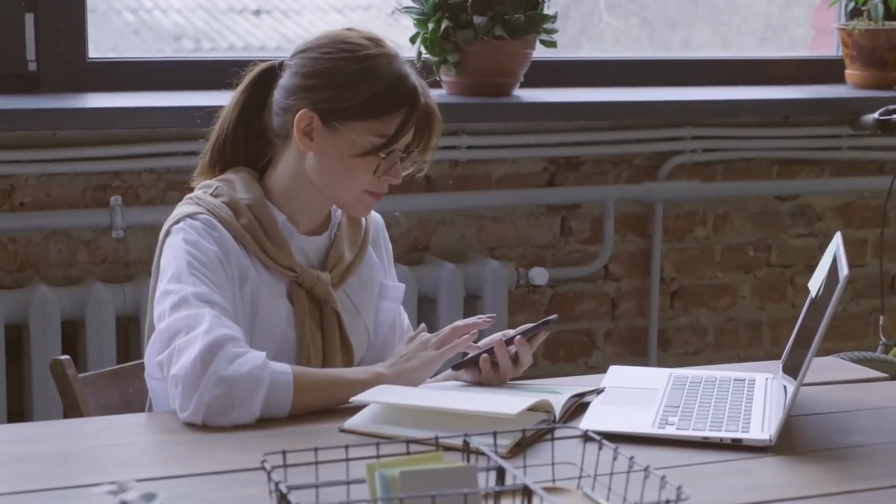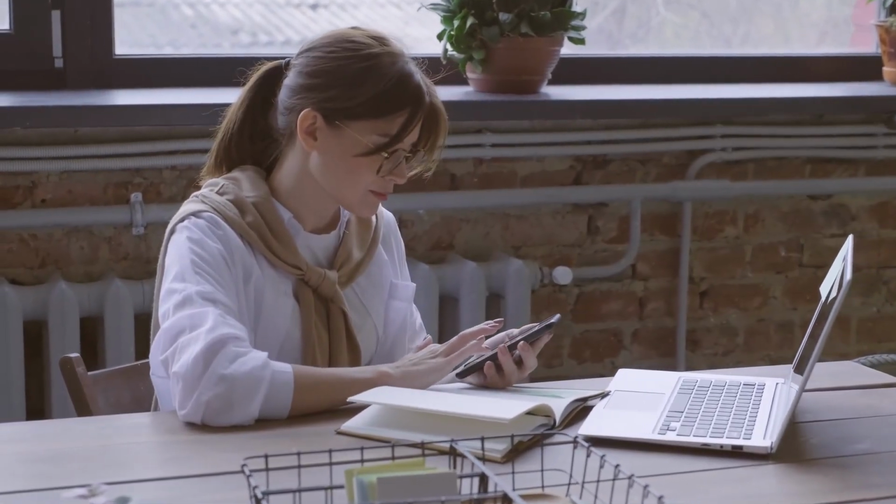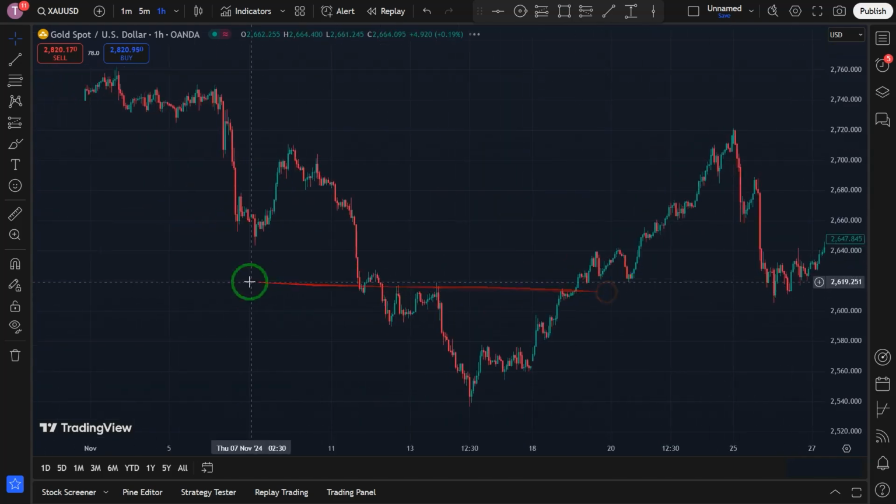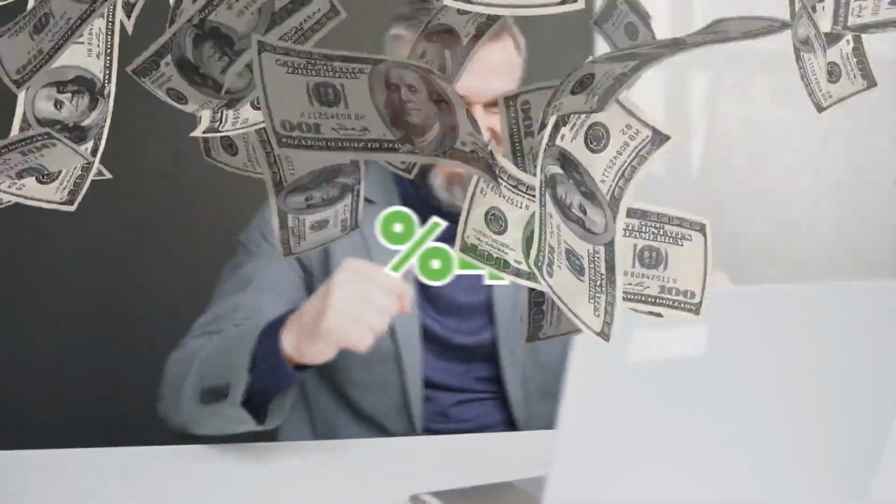Now, I know what you're thinking. Another strategy? What makes this one different? Well, let me show you some real results. I tested this strategy with just 7 trades. And guess what? 6 out of 7 were winners. That's an 85% win rate, and those trades alone generated a mind-blowing 41% profit.